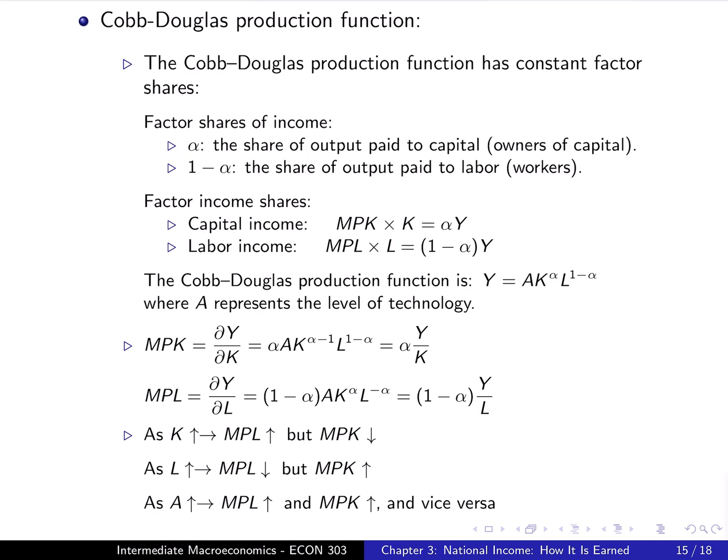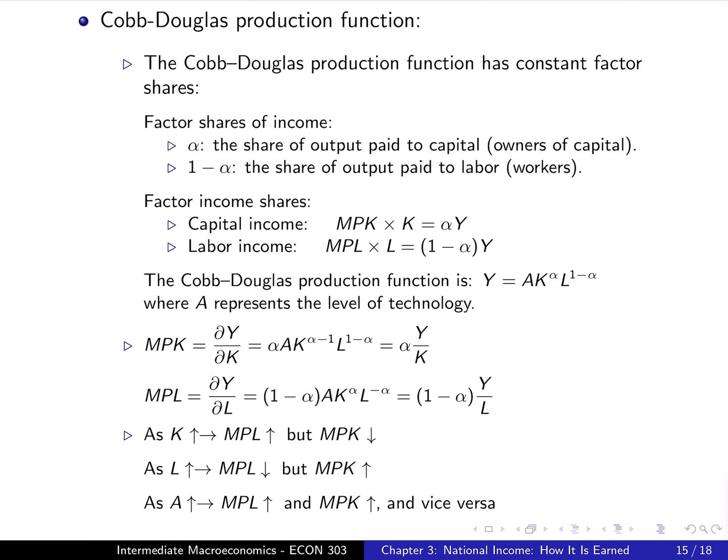between 0 and 1. Factor shares of income. Alpha is the share of output paid to capital, or owners of capital. 1 minus alpha is the share of output paid to labor, or workers. This implies capital income, MPK times K, equals alpha times Y. Labor income, MPL times L, equals 1 minus alpha times Y.